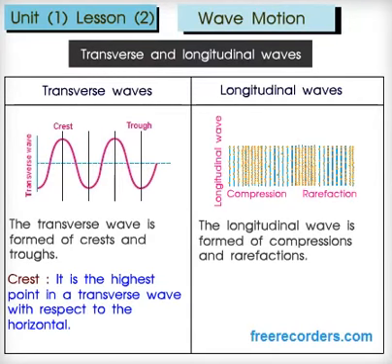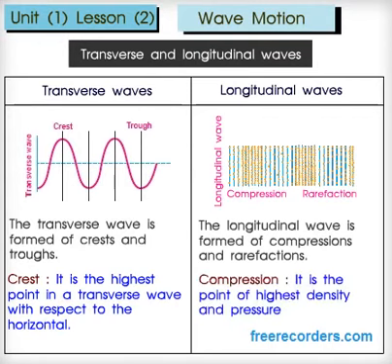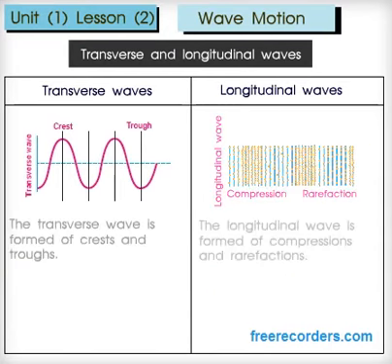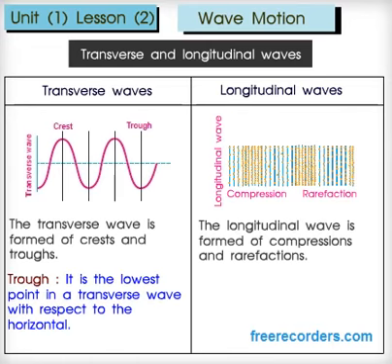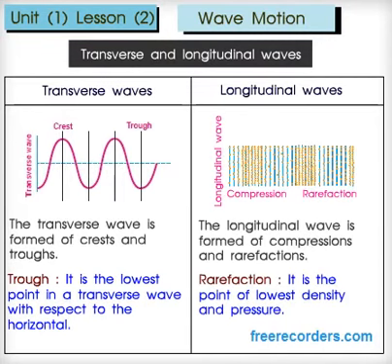Crest is the highest point in a transverse wave with respect to the horizontal. Compression, it is the point of highest density and pressure. Trough is the lowest point in a transverse wave with respect to the horizontal. Rarefaction is the point of lowest density and pressure.